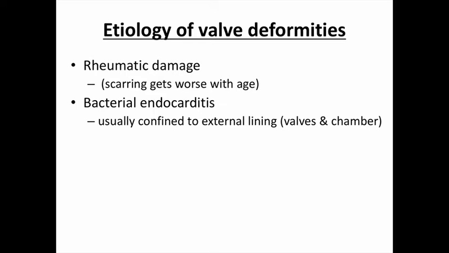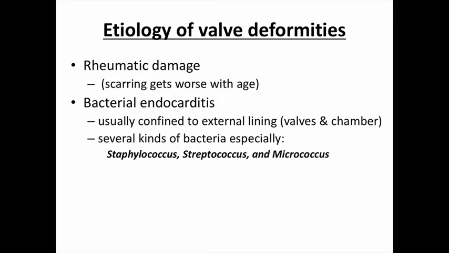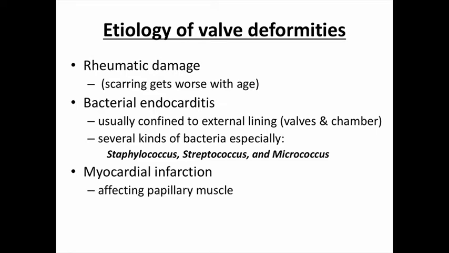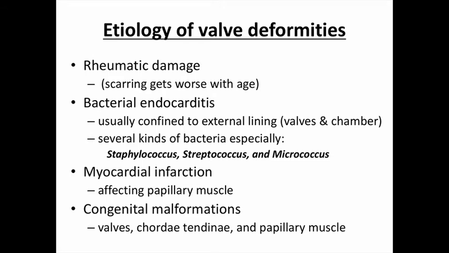bacterial endocarditis is confined to the external lining of both the valves and the chamber. Strep is a known one here, along with micrococcus and staphylococcus, other organisms that are known to cause this particular kind of infection in the heart. Myocardial infarction can cause papillary muscle dysfunction, as we talked about previously. And then there can be congenital malformations, which are things that have been there all along.